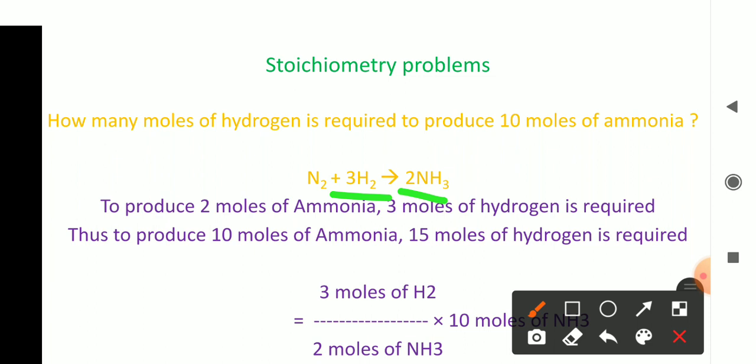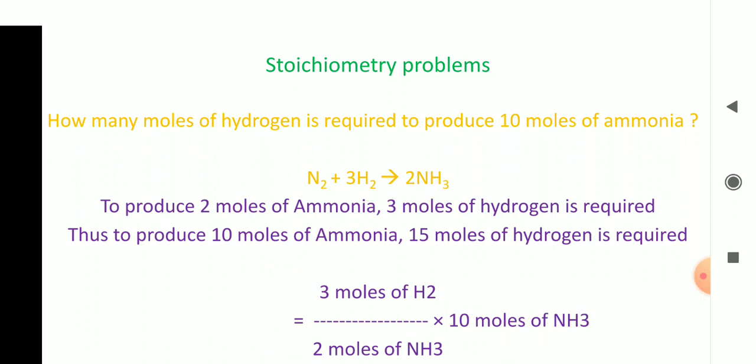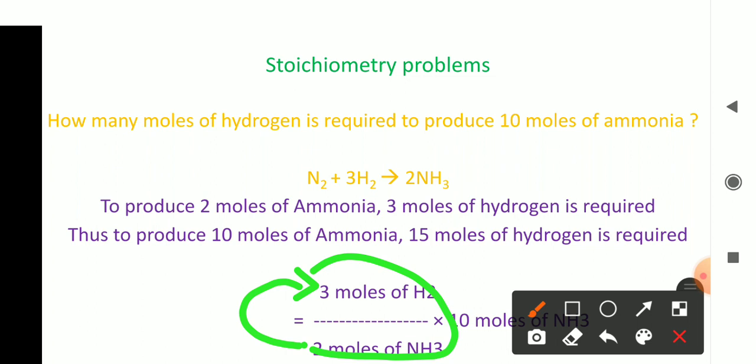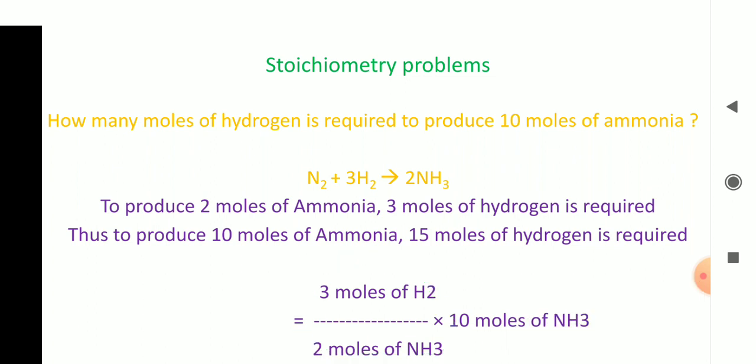Okay, then to prepare 10 moles of ammonia, what do we have to do? Look at the calculation here. 2 moles of ammonia can be prepared from 3 moles of hydrogen. Then we need 10 moles of ammonia, so it has to be multiplied with 10 moles of ammonia. Is it clear? To prepare 2 moles of ammonia, we need 3 moles of hydrogen. Then to prepare 10 moles of ammonia, this term has to be multiplied accordingly. So the answer is 15 moles of hydrogen is required.